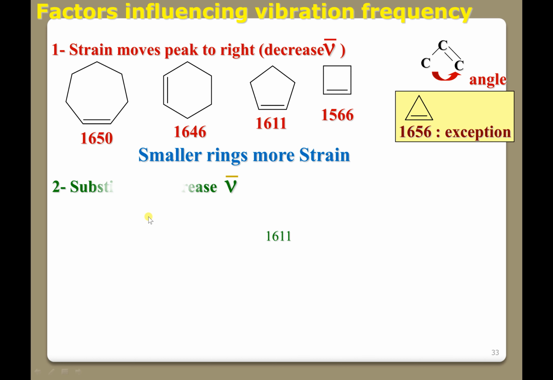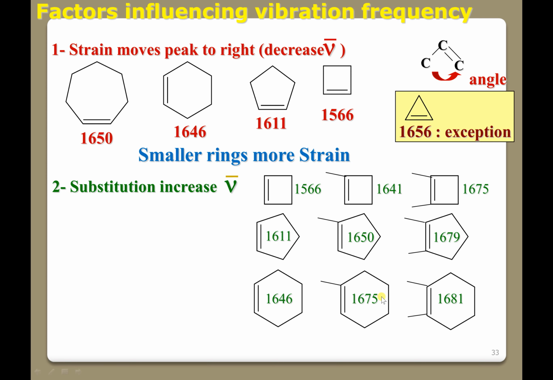Substitution increases it, that is, if you put substituents on this, particularly methyl groups, it increases with one methyl group, it increases with two methyls, and so in these cases. Conjugation decreases the frequency. That is, if you have a phenyl ring with a conjugated exocyclic double bond, the frequency decreases.